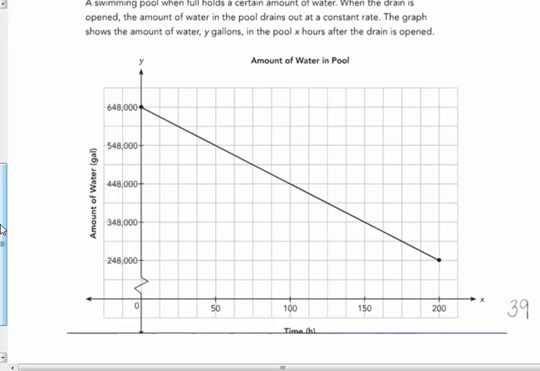So yes, it is a decreasing linear relationship. Water is decreasing over time. And I can see one of the points here would be, for instance, after 50 hours, there were now 548,000 gallons still left in the pool. After 100 hours, there were 448,000 gallons in the pool.